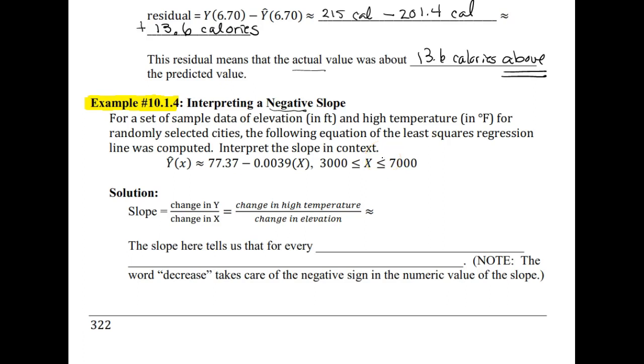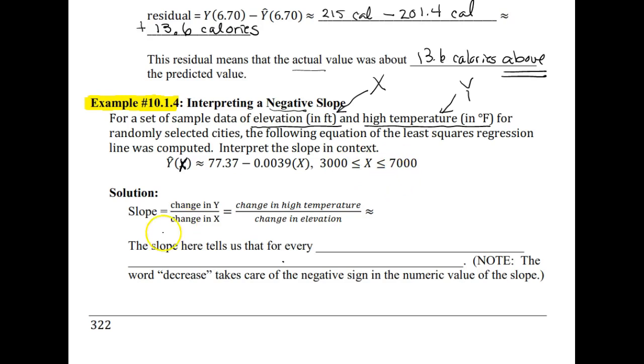In this case, the elevation in feet is our variable x, and the high temperature is y. If we want to predict a value of y for a given value of x, we take 77.37 minus 0.0039 times x, where x has to be between and including 3,000 and 7,000. That means in the randomly selected cities they had, the smallest elevation was 3,000 feet and the largest was 7,000 feet.